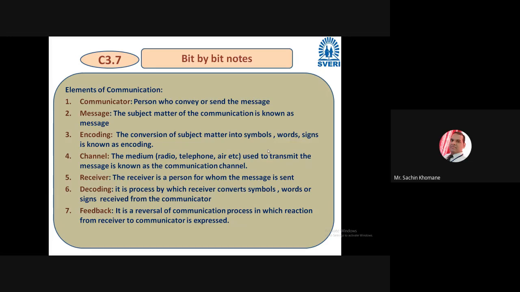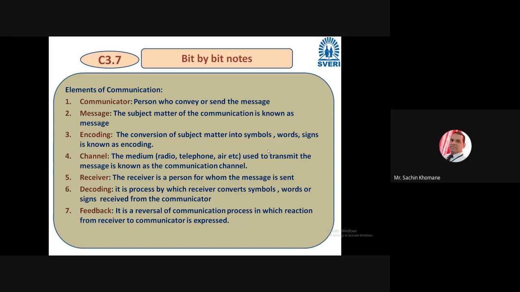The next term is encoding. Even in software and electronics language, especially in telecommunication, these words are very well known. But in general communication also, encoding is very important. What is encoding? The conversion of subject matter into symbols, words, or signs is known as encoding. Suppose there is one message in your mind that you want to pass to somebody. It should be converted into words, into some symbols or signs, so that the next person will understand. That is nothing but encoding.